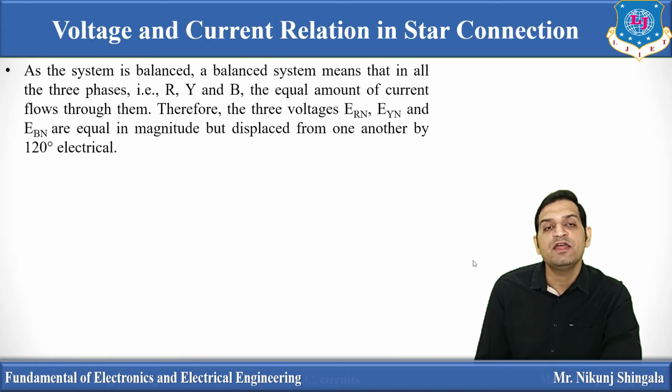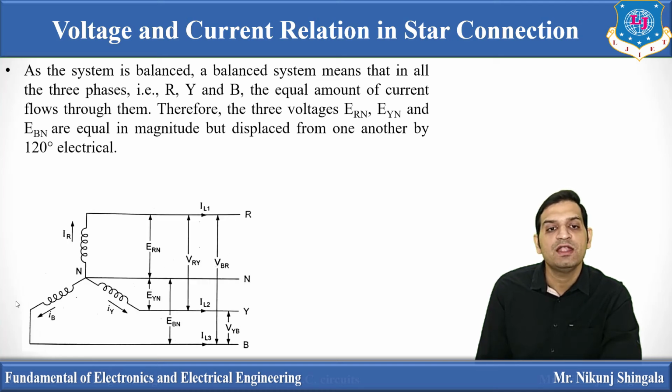Now, voltage and current relation for a star connected system, maybe a source or maybe a load. As we are assuming that the system is balanced, all these three phases R, Y and B will have an equal amount of current flowing through them. Therefore, the three phase voltages ERN, EYN and EBN will also be equal in magnitude, but all of them will be displaced by 120 degrees from each other, because the windings are displaced by 120 degrees electrical angle.